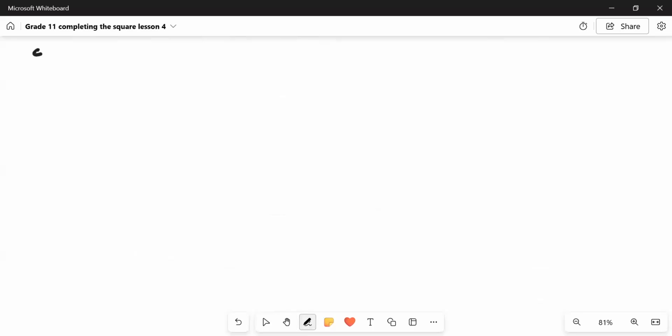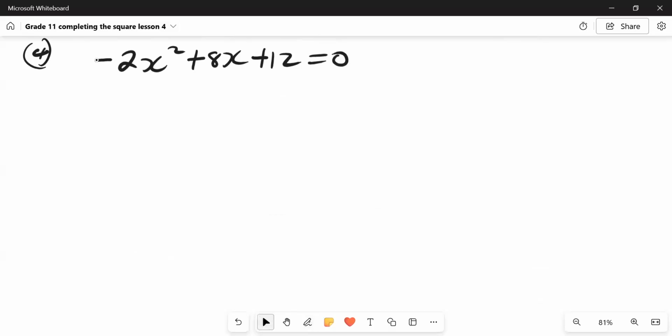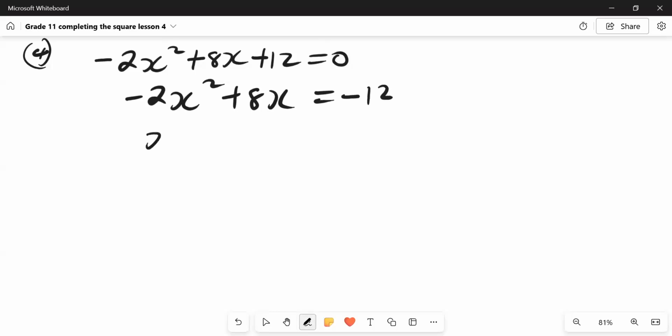Example 4. We are given minus 2x squared plus 8x plus 12 equals 0. We have to solve for x again using completing the square. So obviously we need to transpose again. This is minus 12, and then divide everything by the coefficient of x squared. That's minus 4x equals positive 6.